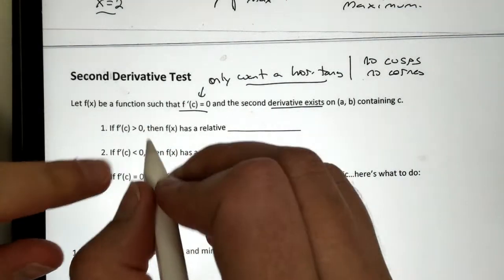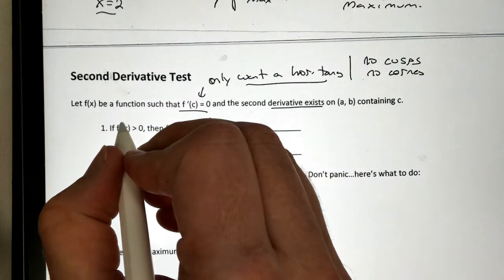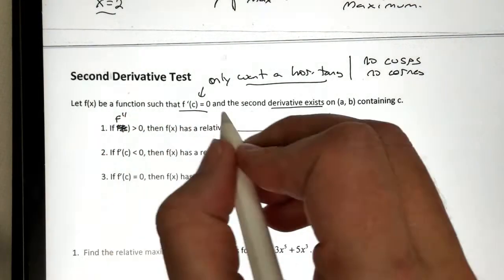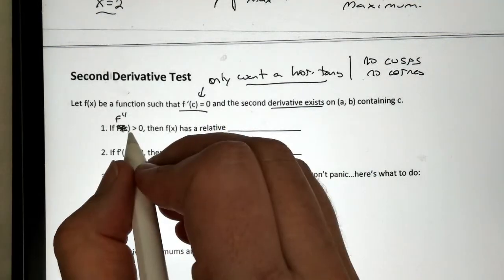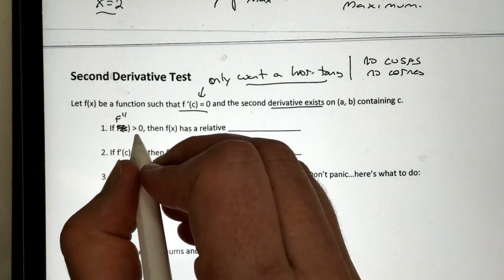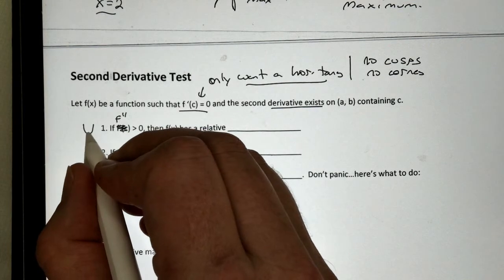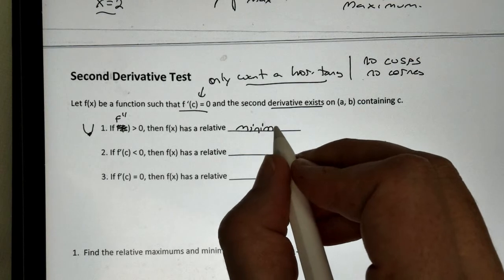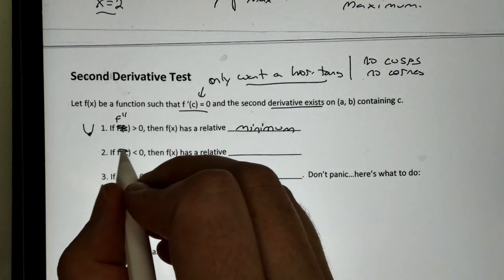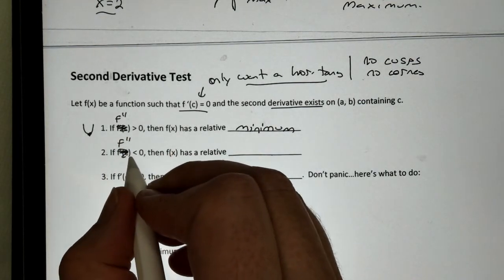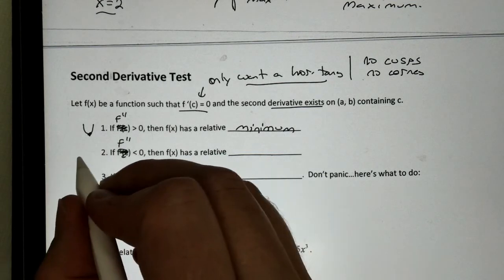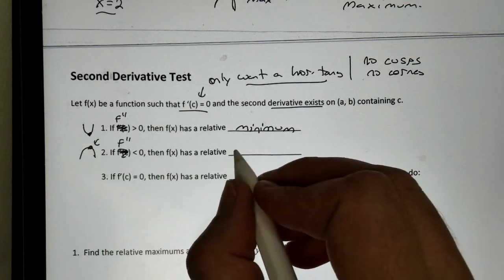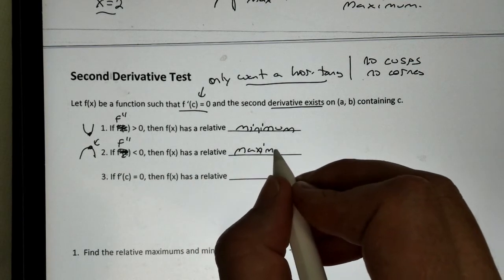If the first derivative, oh, this is terrible. This should be the second derivative. Let's fix this. If the second derivative is greater than 0, then f has, so if the second derivative is greater than 0, it's telling us that we are concave up. We are going to have a relative minimum. If the second derivative is less than 0, well, then we know that that's going to be concave down. Well, that's going to be a maximum value. So we'd have a relative maximum value right there.